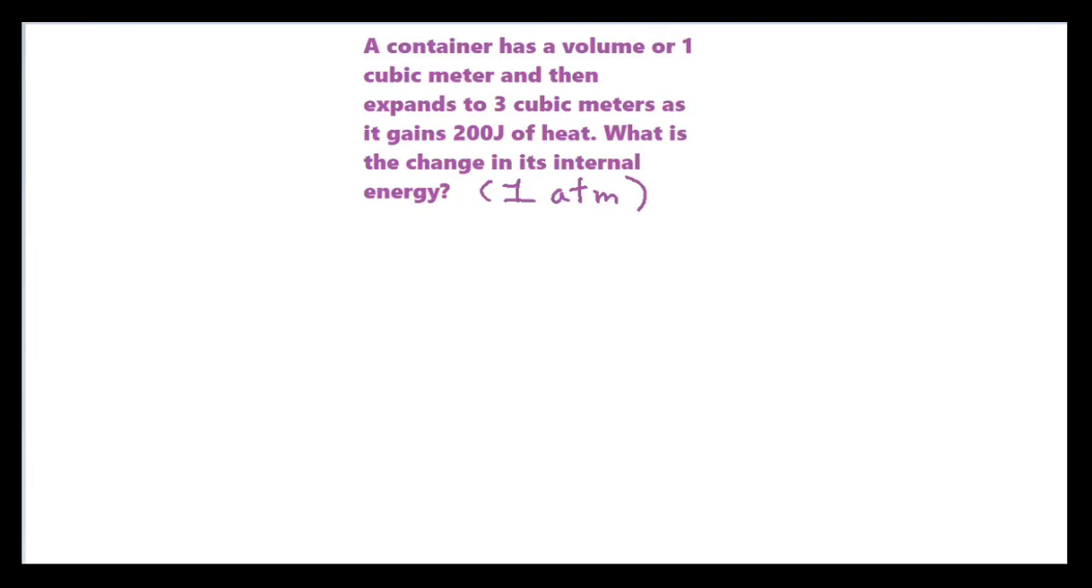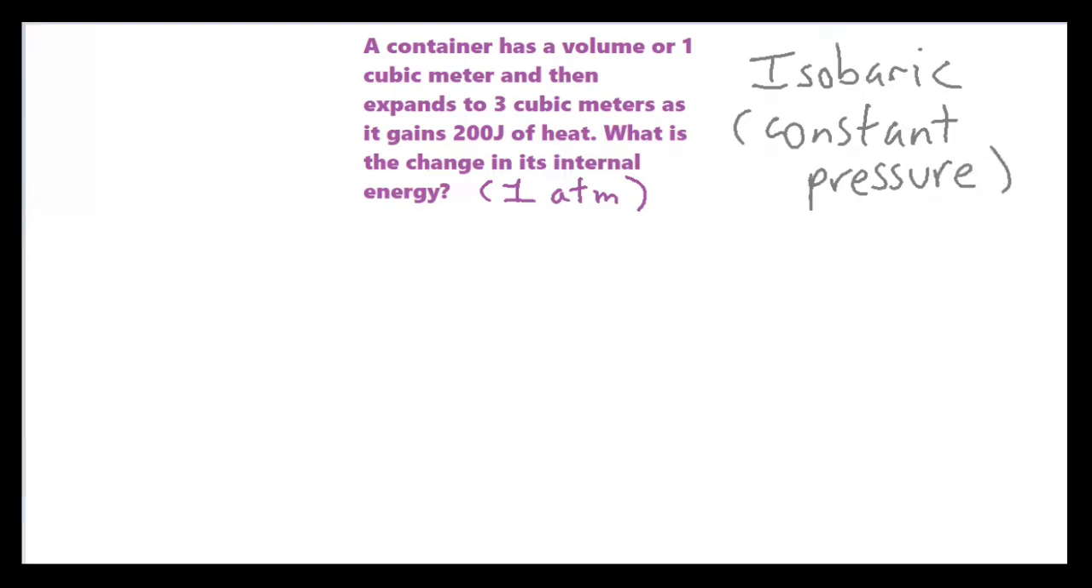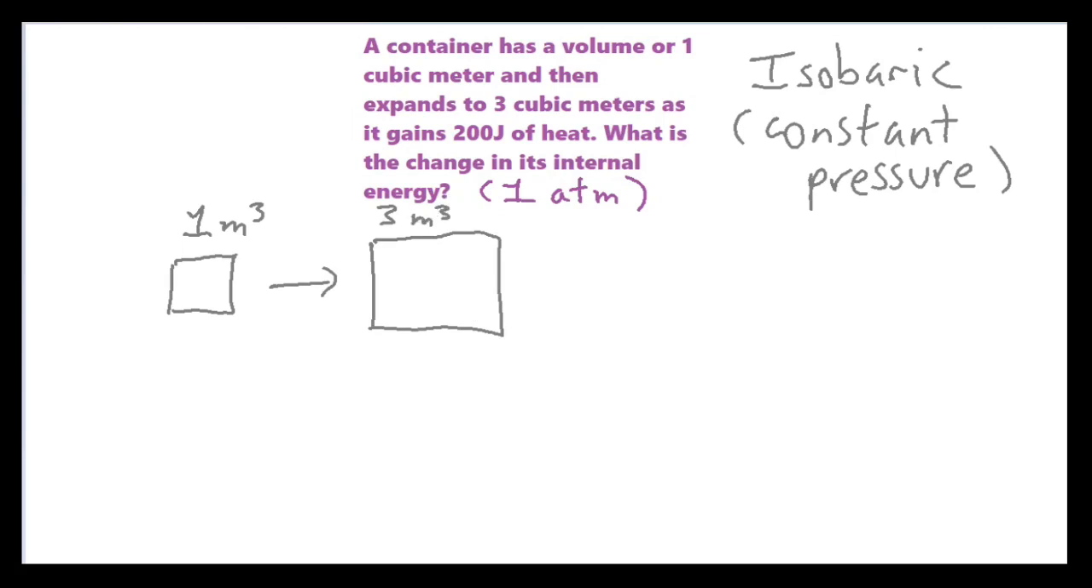Now for our second question, we have an isobaric situation, and isobaric meaning that the container and the gas remains at a constant pressure. So according to the question, we have a container that has a volume of 1 cubic meter to begin with, and then expands to 3 cubic meters as it gains 200 joules of heat. So we have 200 joules of heat being absorbed by the gas. And then we're looking for what is the change in internal energy.